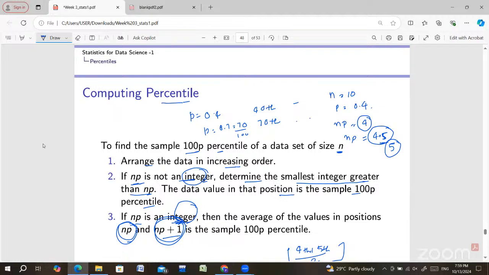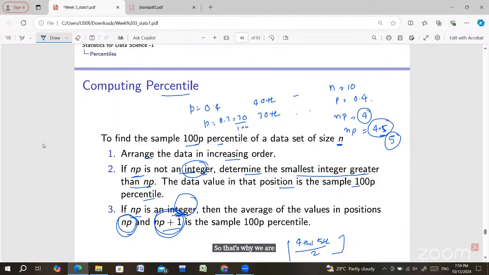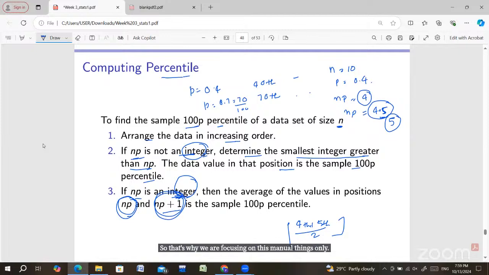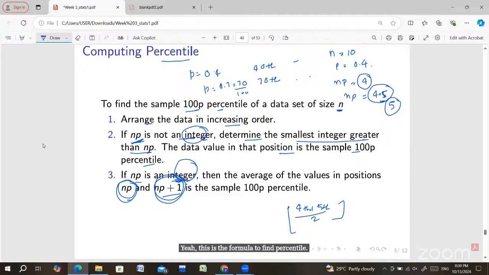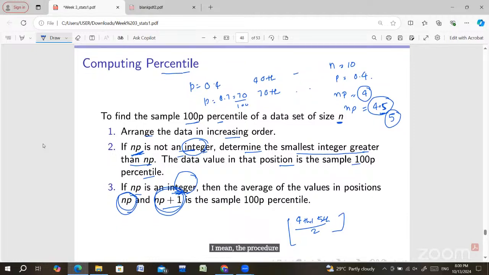Okay, so see, Google Sheets will not be asked in your exams. That's why we are focusing on these manual methods only. This np formula is the formula to find percentile. I mean, this is the procedure that I have told you, depending on whether it is an integer value or not an integer value.